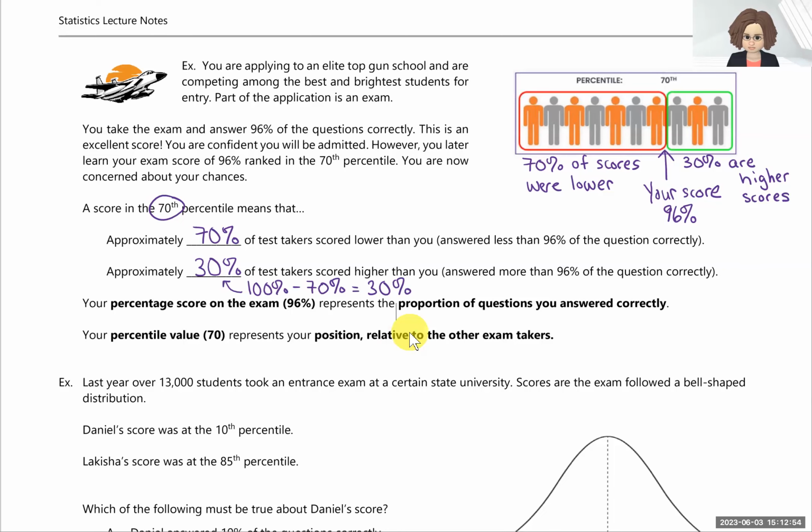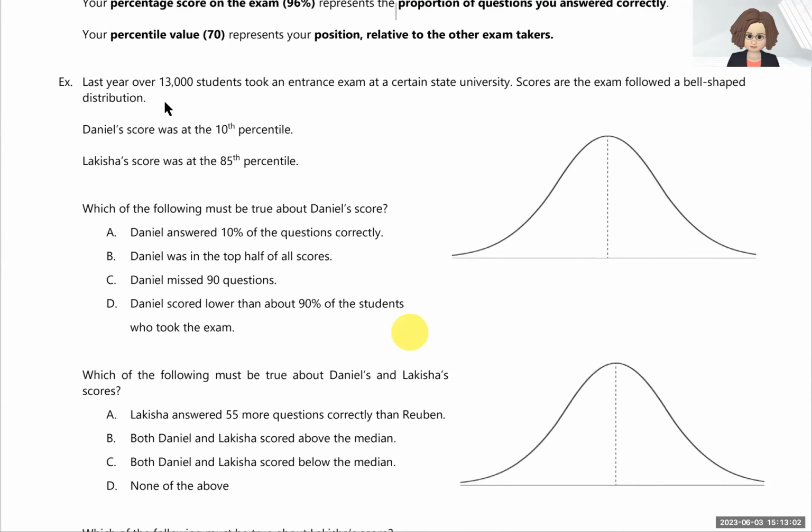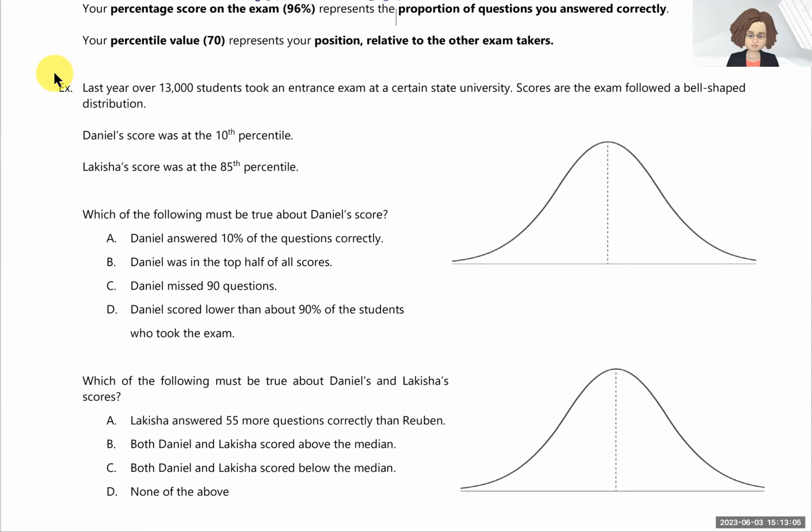All right, and then let's just take a look at a couple questions here, and I'm going to take a look at some bell curves. So it says last year, 13,000 students took an entrance exam at a certain university. So pretty large group of students here. Scores on the exam follow a bell-shaped distribution. Daniel scored at the 10th percentile. Lakeisha scored at the 85th percentile. So before I start just answering questions, let me do a couple graphs. So I will do Daniel here on top.